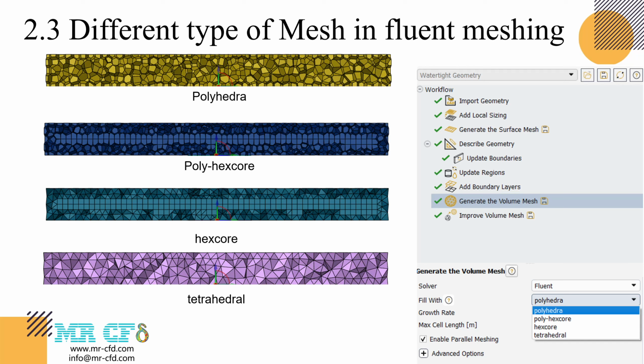Tetrahedral. At the bottom, we have a tetrahedral mesh, composed of 4-faced elements. Tetrahedral meshes are excellent for complex geometries and automatic mesh generation. While they require more cells for the same accuracy as other mesh types, they offer superior flexibility in capturing intricate geometric features.